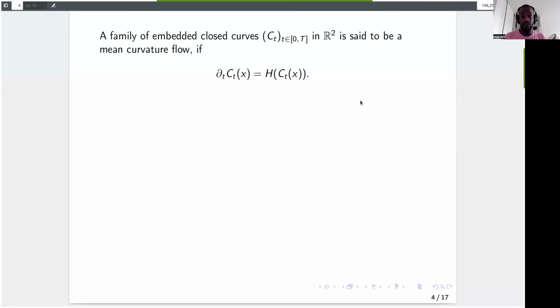So a mean curvature flow, or a curvature flow, let's say, of curves is a family of embedded curves in R2 which satisfy this relation. The derivative at any time and at any point is equal to the curvature at that time and point. And by convention, we will consider it to be a vector, so the norm of the curvature times the inward normal.